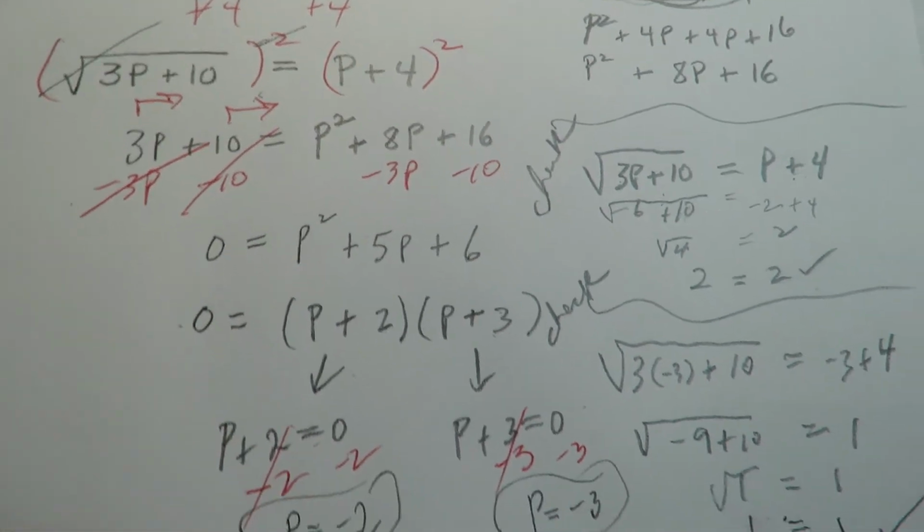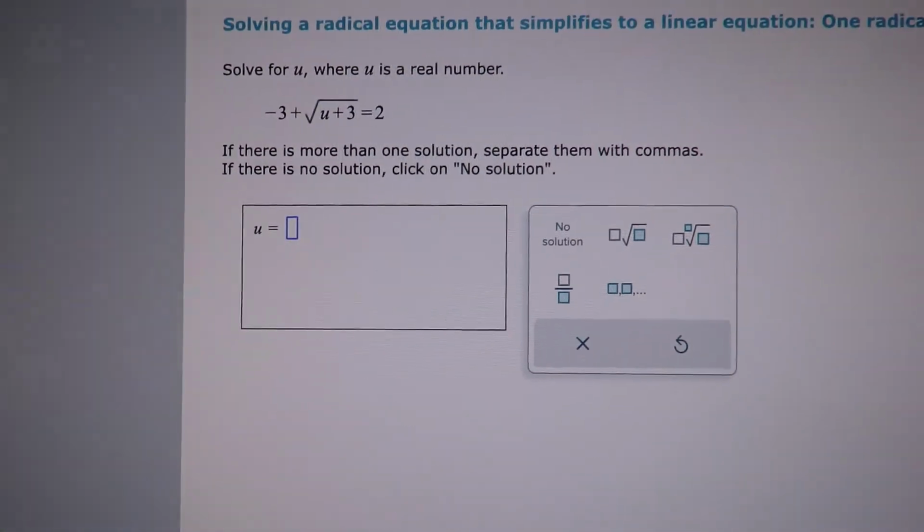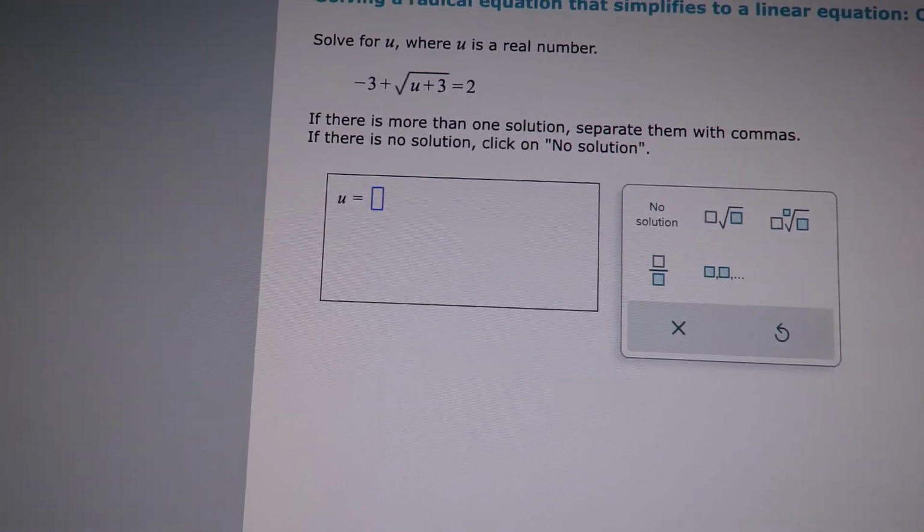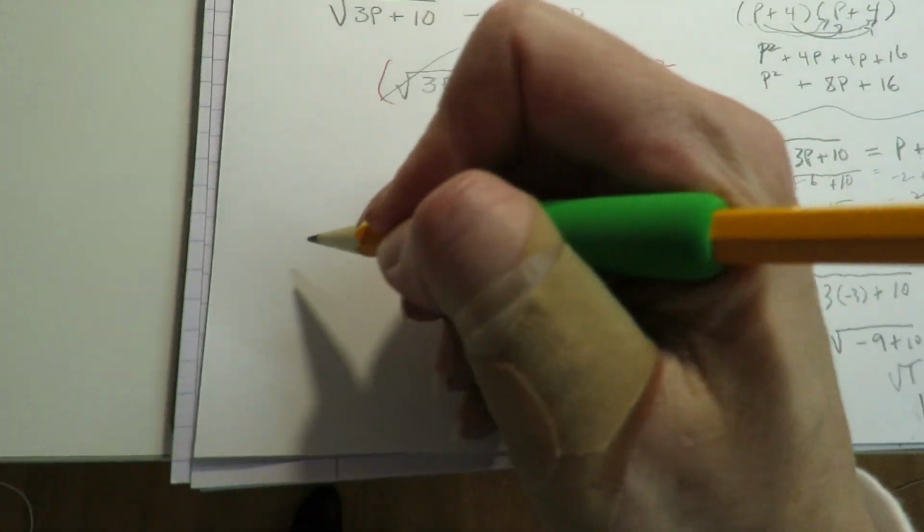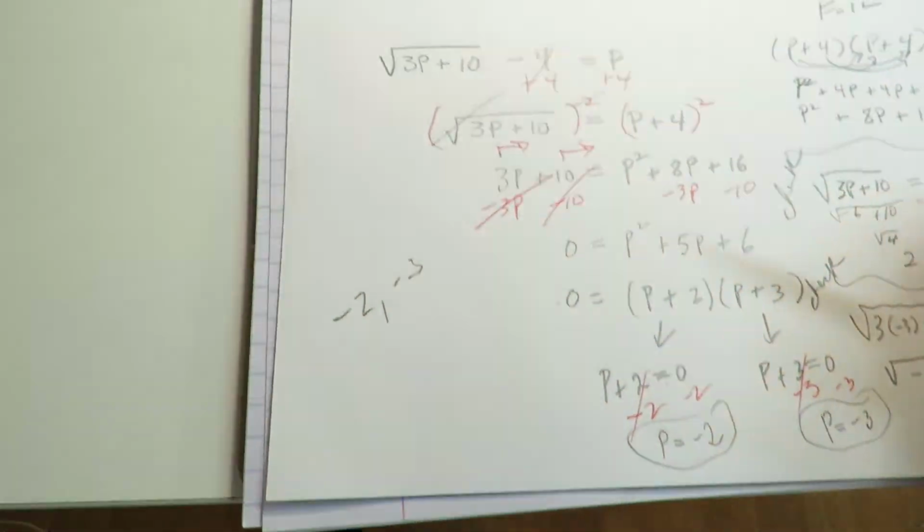Okay, I'm just reading this. It says if there's more than one solution, separate them with commas. Okay, so you would write it in like negative 2 comma negative 3.